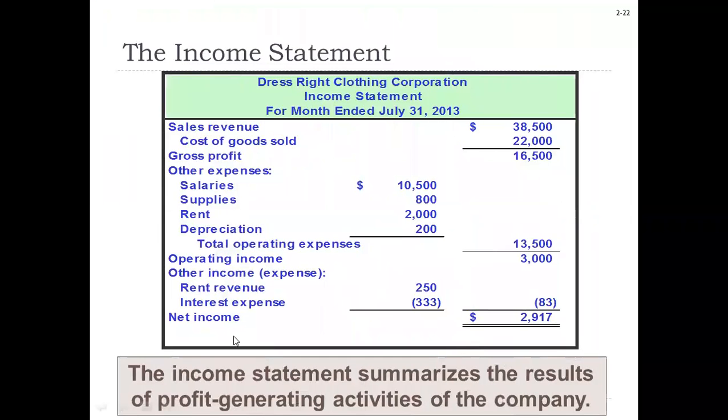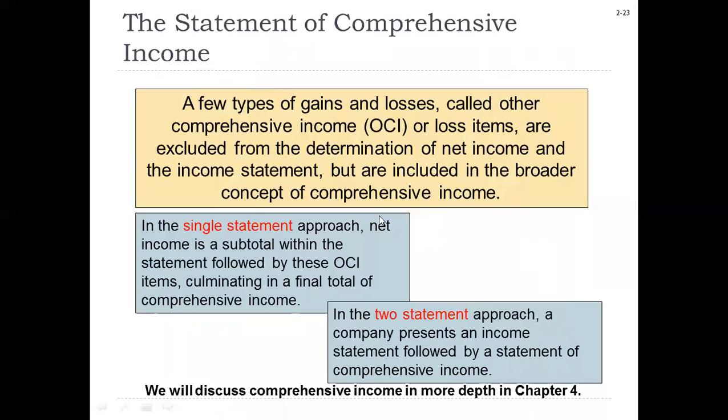So here's the income statement. And you remember that what goes on the income statement is revenues and income, expenses and losses. We don't have any here, but so it's your revenues minus your expenses gives us net income. So that's the format of the income statement. All of these numbers come from the adjusted trial balance.